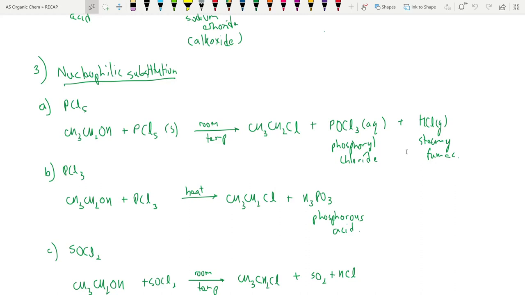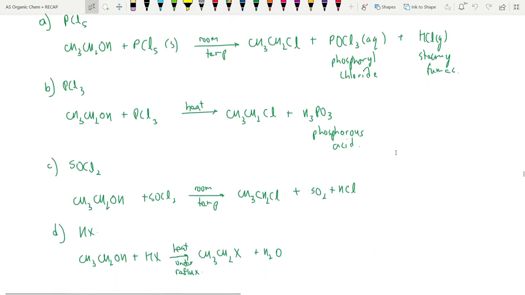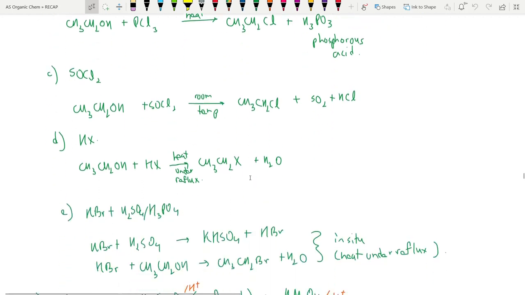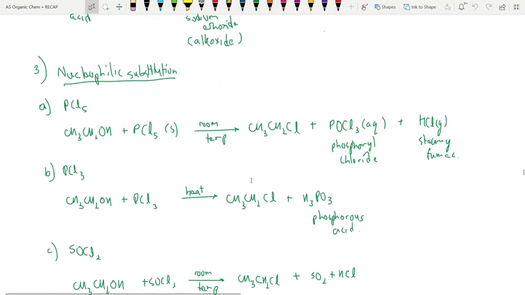You'll find this in MCQs often because all the other products are gaseous, so they will leave the container. You'll only end up with the halogenoalkane. So I've missed two reactions here actually. PCl3 is quite stable, but PBr3 and PI3 are not that stable.